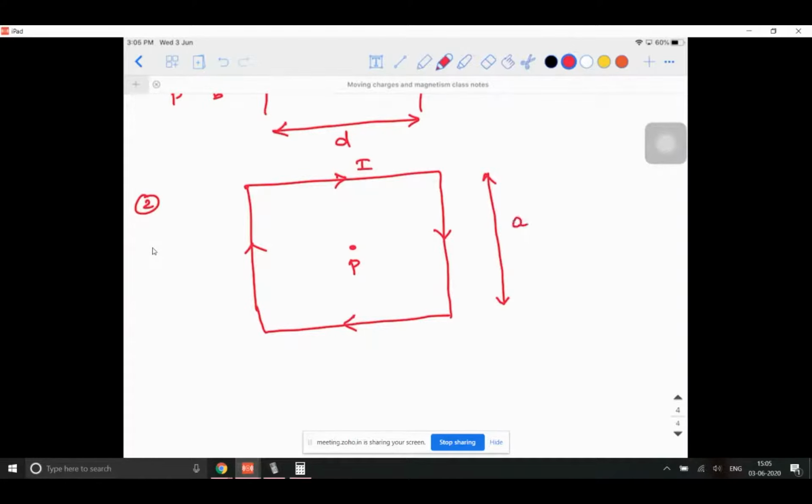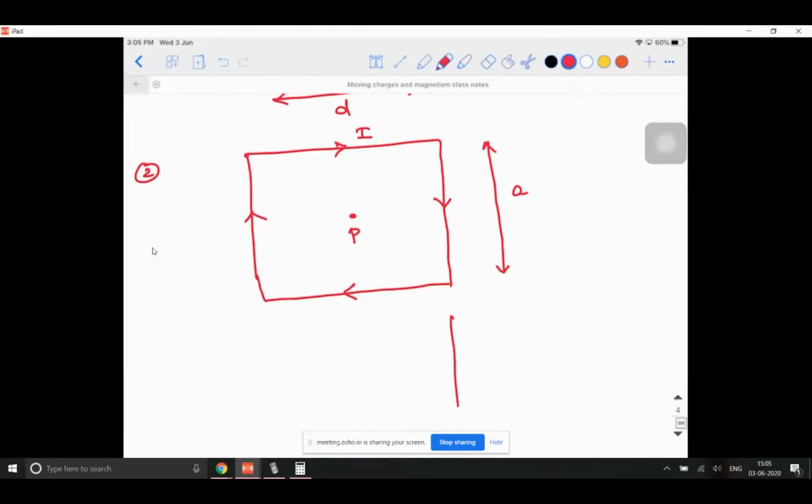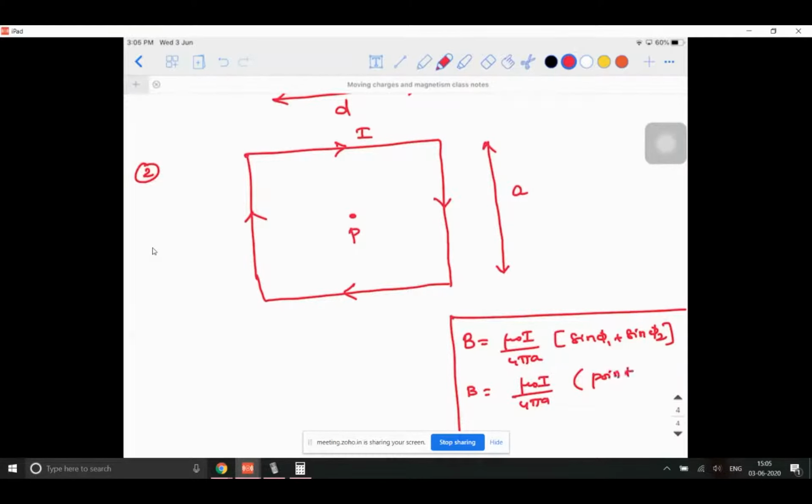So I'm going to give you the formula alone. What formula you can use is, write down the formula alone. B is equal to mu naught I divided by 4 pi A into sine of phi 1 plus sine of phi 2. This is one formula. B is equal to mu naught I divided by 4 pi A, this is when point P is at one end, and B is equal to mu naught I divided by 2 pi A when the point is at the center.